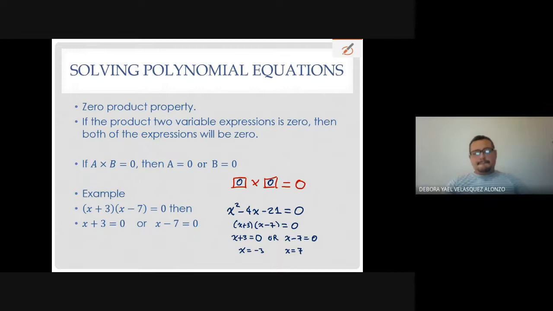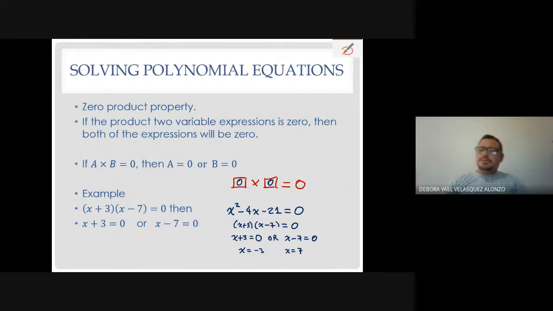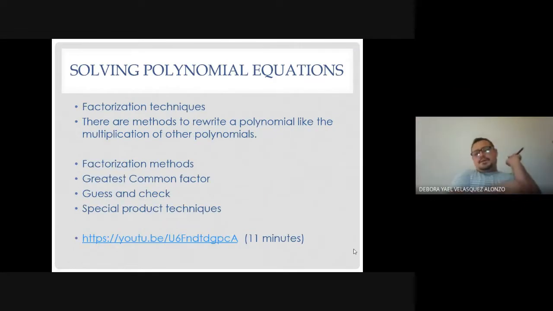Linear. Becomes into two linear equations that right now we solve just by passing to the other side. So all the topics of equations are related with this. It's so important, these little details. Okay. So here we go, and we have the factorization methods.